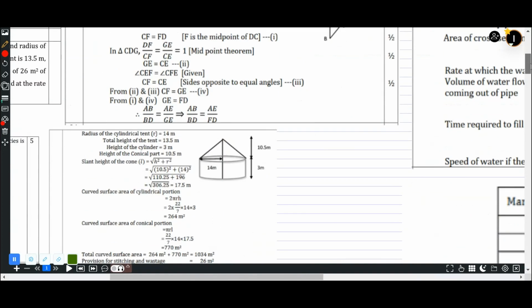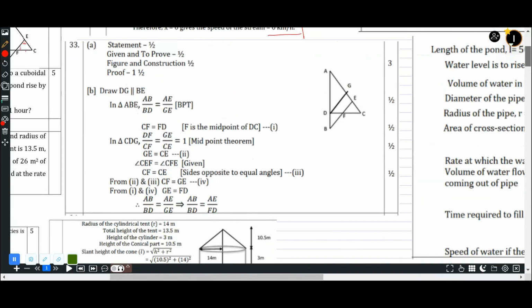Now if we see, we have to prove. What we'll do is, from D we'll draw a line DG which is parallel to BC. Okay, so DG is parallel to BC. In triangle ABE, AB by BD.